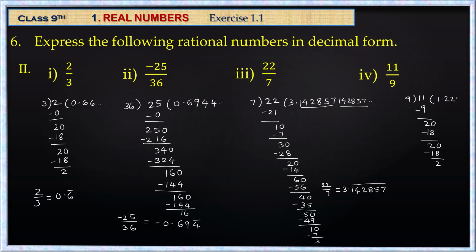That means the digit 2 is repeating. So we can write 11 by 9 equal to 1.2 bar because 2 is repeating in digit. Next problem.